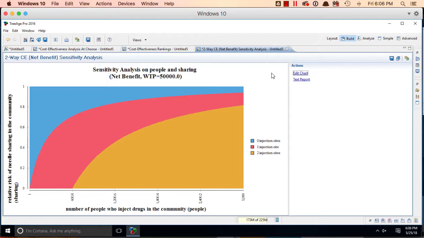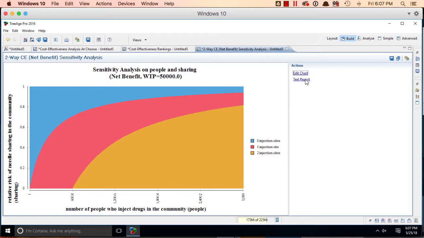So this is a similar graph to what we looked at for pediatric telemedicine. It's inverted from that one because we're saying that the risk of needle sharing decreases the effectiveness. So the y-axis does go in the opposite direction of what we had in the pediatric telemedicine case. But the x-axis is still the number of people. So as you're seeing more and more people injecting drugs in the community, you're going to start recommending more injection sites, given that not everyone is sharing needles.